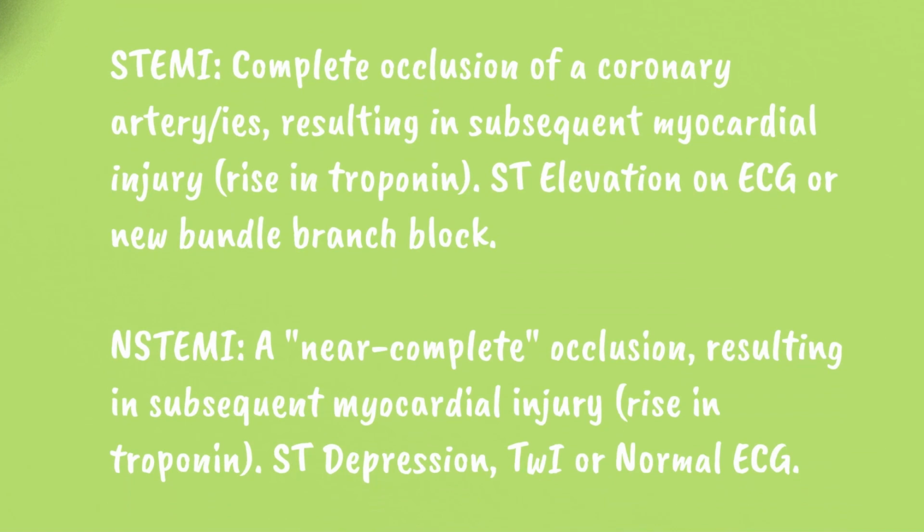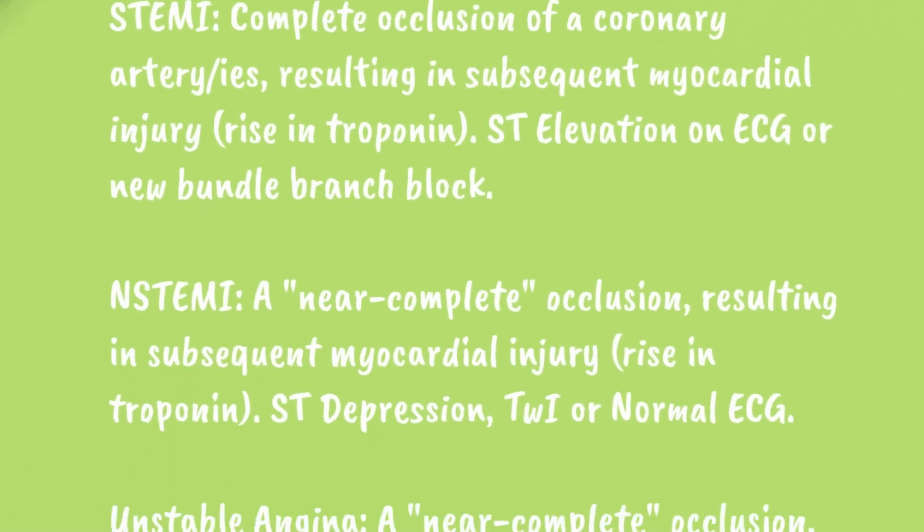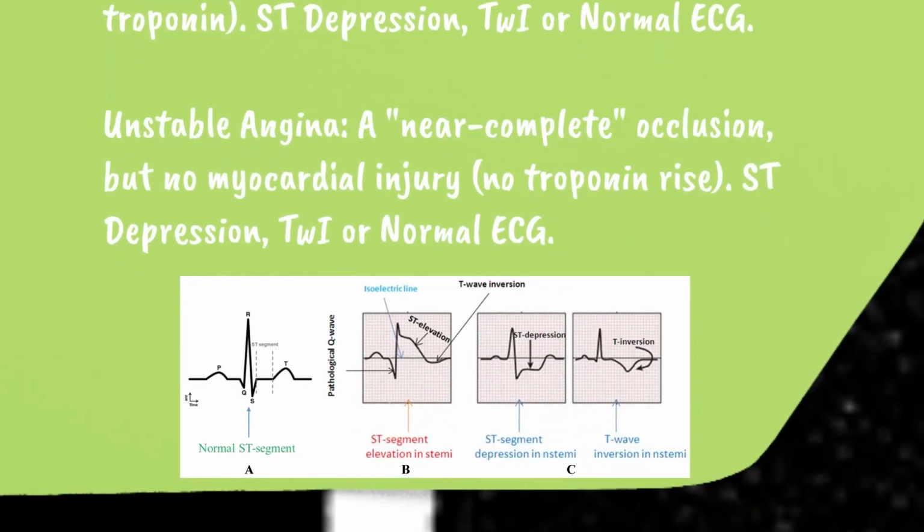An NSTEMI, on the other hand, is a near complete occlusion, meaning that there is still some blood flow. However, there is still subsequent myocardial injury from hypoxemia, and this results in a rise in troponin due to the myocardial injury. The ECG changes you generally see aren't as severe as seen in a STEMI, so we generally expect to see ST depression, new T wave inversion, or a normal ECG. Unstable angina also represents a near-complete occlusion of a coronary artery, but without the myocardial injury, and therefore there is a non-dynamic raise in the troponin.